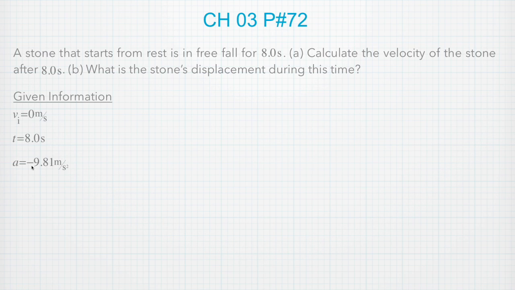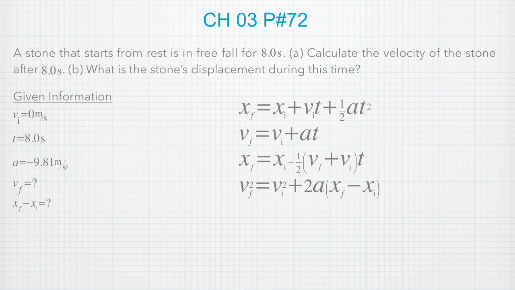For question A, we want to know the velocity of the stone after 8 seconds. So we're looking for the final velocity. And we also, for question B, want to know the displacement. Gravity, as long as we're near the surface of the Earth, provides a constant acceleration, so we can choose from one of our 4 kinematic equations. We know our initial velocity, our time, and our acceleration, and we want our final velocity. So take a look at these for a moment and see if you can figure out which equation we want to use.